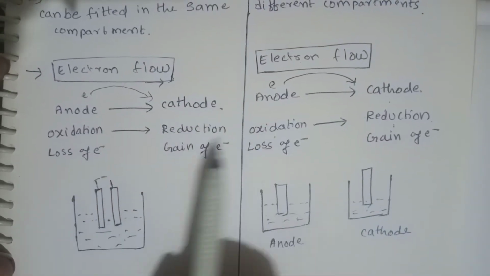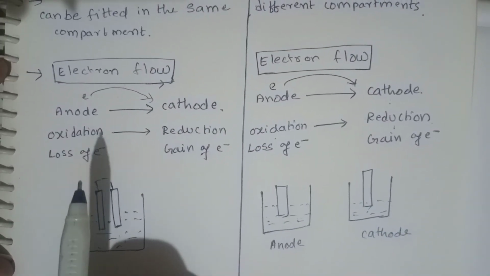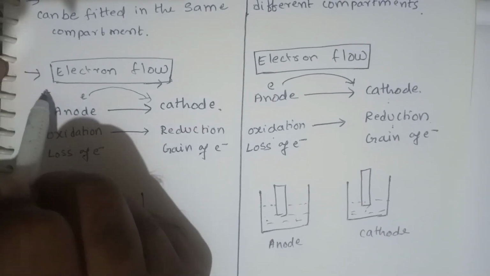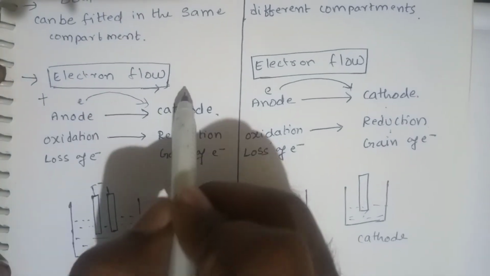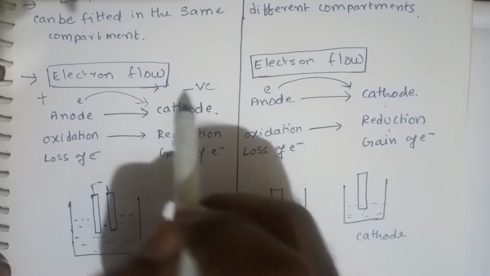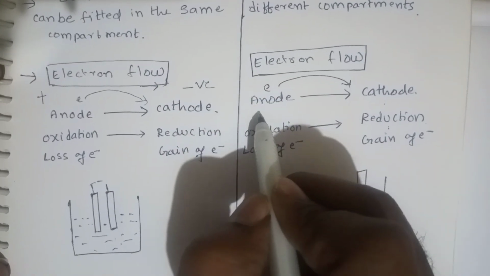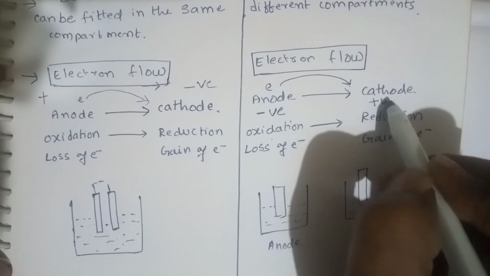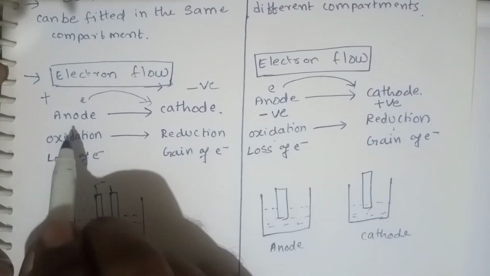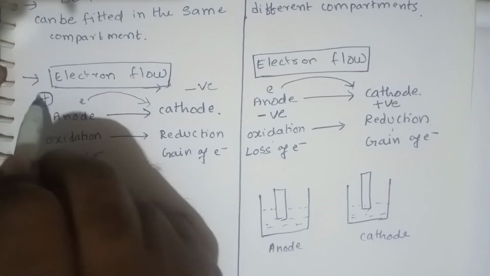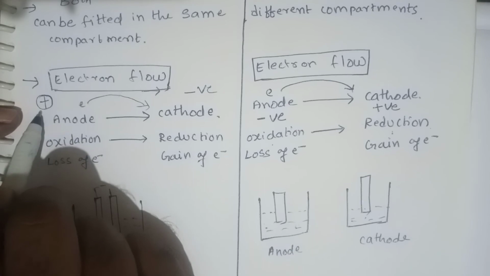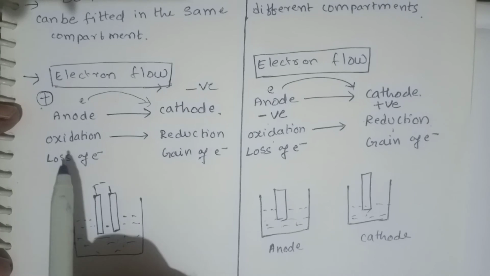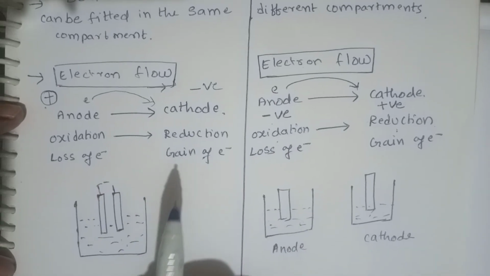But in both cases, what is the major difference? Yes, the sign. In an electrolytic cell, the anode carries a positive charge and the cathode carries a negative charge. Whereas in a galvanic cell, the anode carries a negative charge and the cathode carries a positive charge. So the charges are different, but the chemical reactions at the anode and cathode are the same.